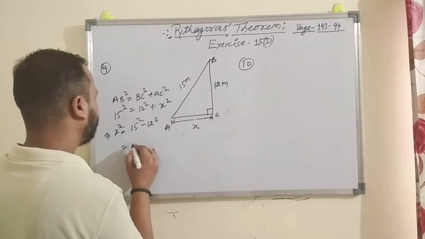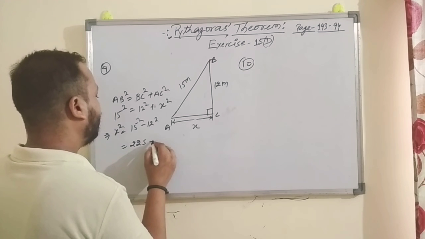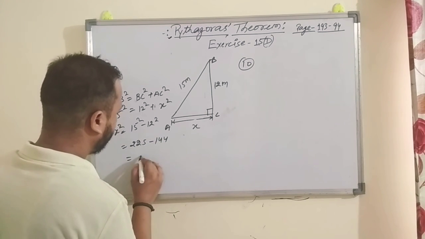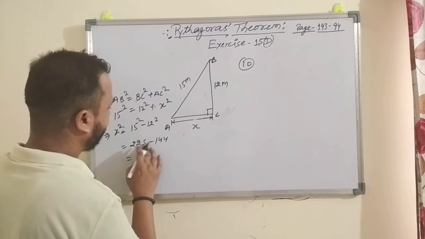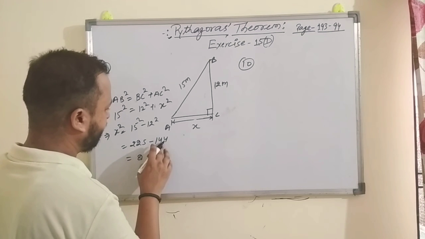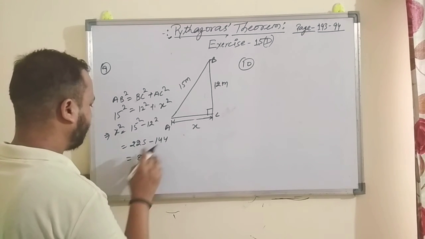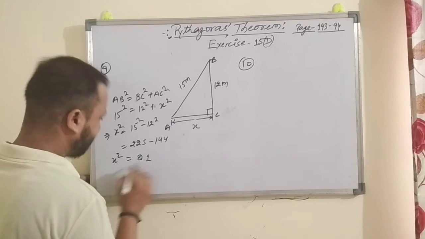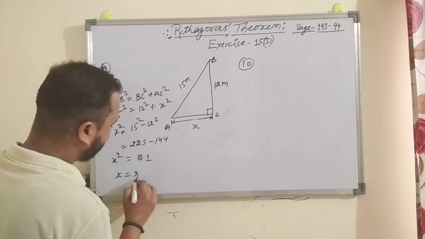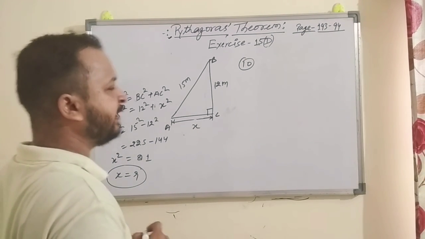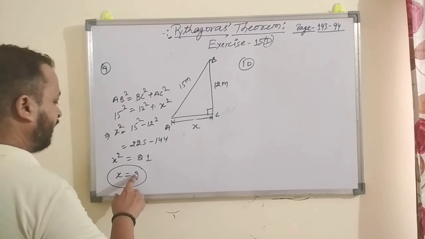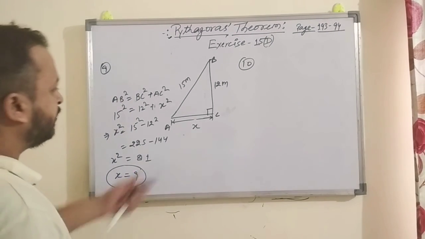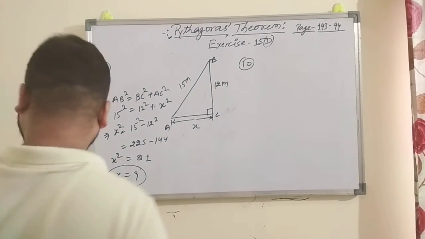You know that 15 square is 225 and 12 square is 144. So here you will get 81. 5 minus 4 is 1, 12 minus 4 is 8, and 1 minus 1 is 0. So x square is equal to 81, so x is equal to 9, right? So the length of this is 9.